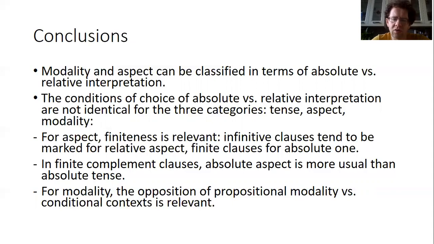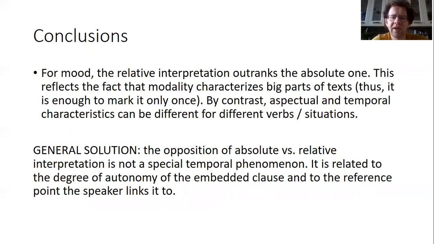For modality, the opposition of propositional modality versus conditional context is relevant. For mood, the relative interpretation outranks the absolute one. And this reflects the fact that modality characterizes big parts of text. By contrast, aspectual and temporal characteristics can be different for different verbs or different situations in the same part of text. The general conclusion is that the opposition of absolute versus relative interpretation is not a special temporal phenomenon. It's related to the degree of autonomy of the embedded clause and to the reference point the speaker links the interpretation to.